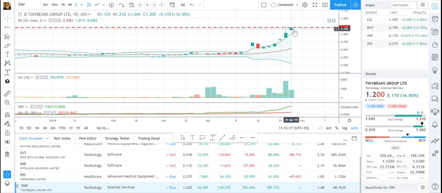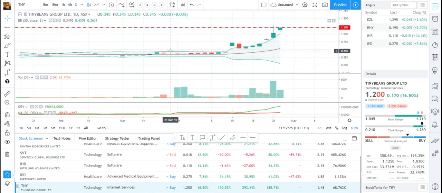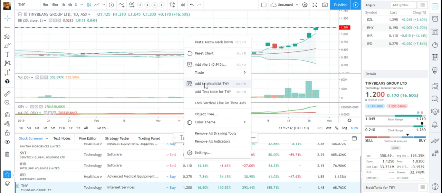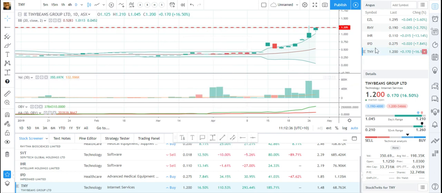Like it might hit this and fail. You can see it's tried to push through yesterday, it's come back down. It's trying again today, so I'd like to know more about what news or announcement Tiny Beans put out. And so I'll right click and add to watch list. So that's 1, 2, 3, 4, 5. That's 5 stocks that I'll have a good look at today and see if I want to invest in any of them.